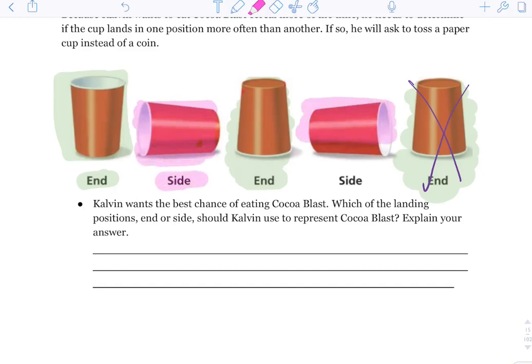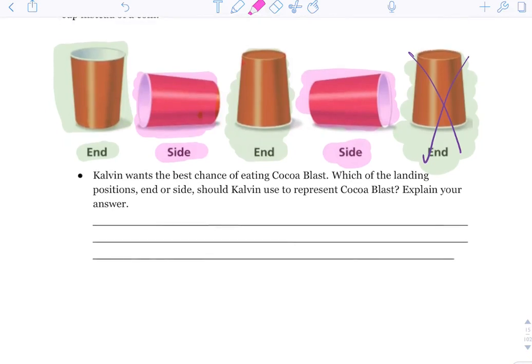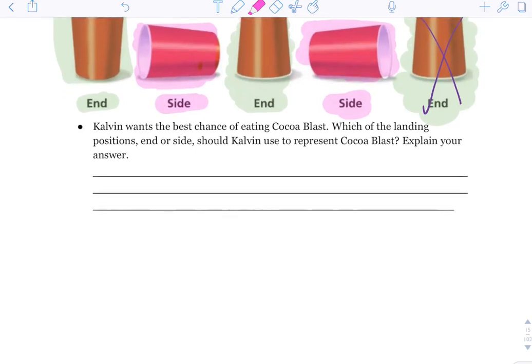So looking at this, it looks like I got half of my possibilities on the side, half of my possibilities on either end. Now, which one do you think is more likely to happen, landing on the side or landing on the end? So you're going to make a prediction.